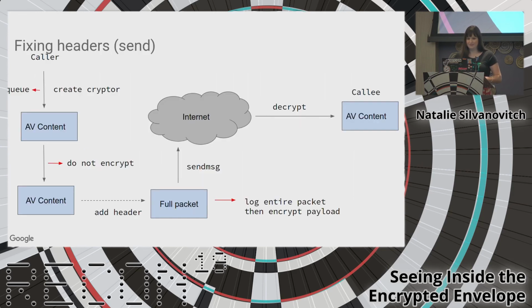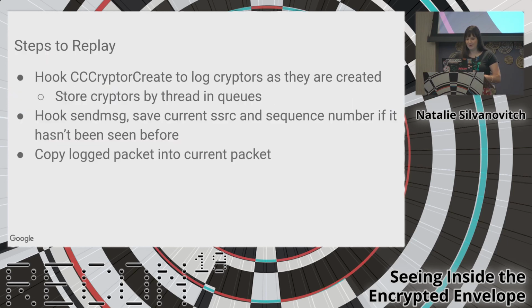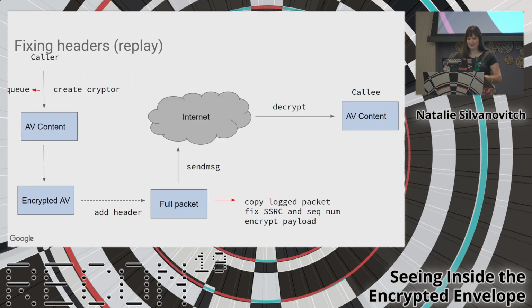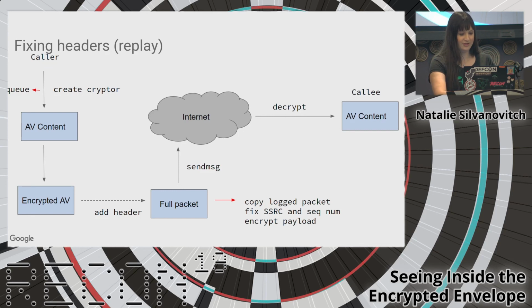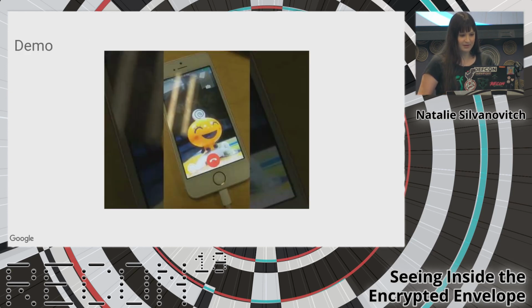So then I had this basically set up, so you are creating your content, you're queuing your cryptor with your key, then I just crippled it so it wouldn't encrypt the packet at all, and then logged the entire packet. And then on the way, when you were replaying, once again, I'd log the cryptor, not do anything for encryption, wait until the header was generated, and then use that to calculate the correct header for this session, then put in the payload, then encrypt it, then send it off. And so this actually worked.